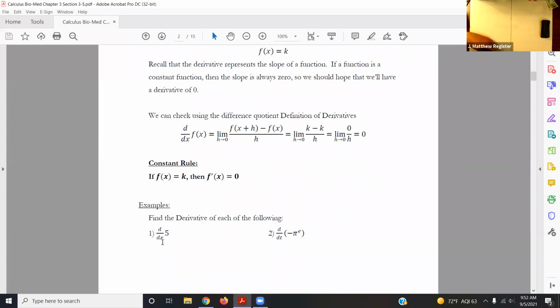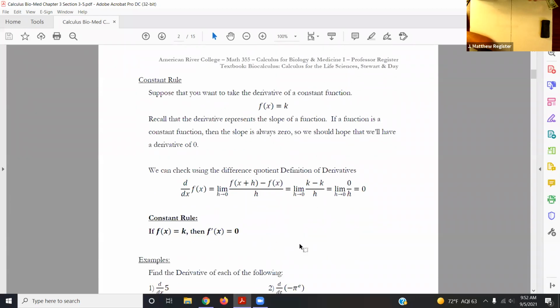And so the derivative of 5 is 0. The derivative with respect to t of negative pi to the e is also 0, because negative pi to the e is just a number. That's not too bad.